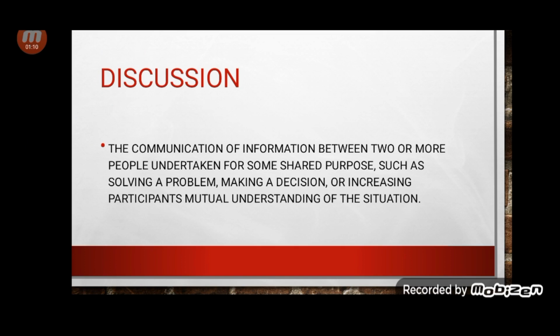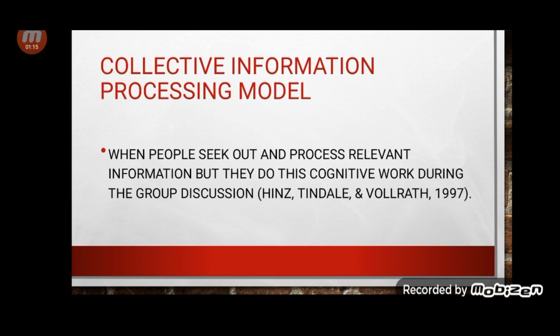Upon doing discussion, here comes the collective information processing model. It is when people seek out and process relevant information, and they do this cognitive work during the group discussion.